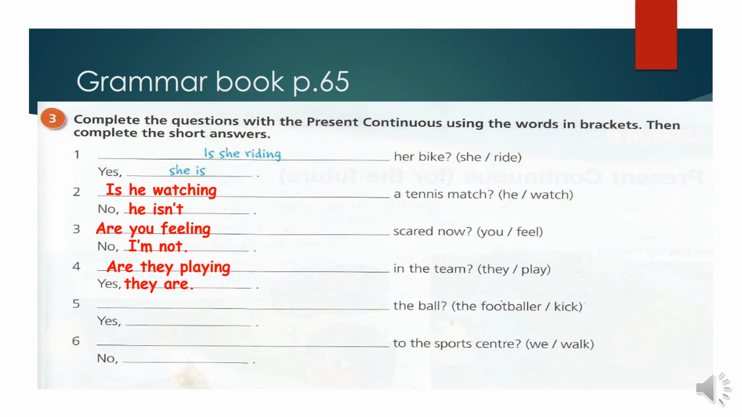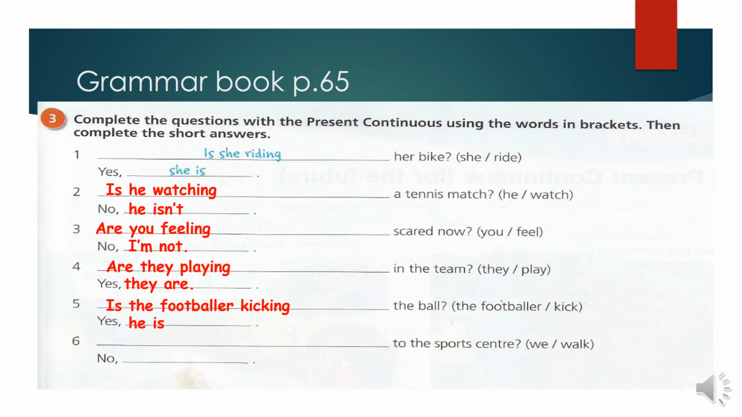Number five. The footballer kick. Okay, it will be: is the footballer kicking the ball? Yes, he is. Number six.